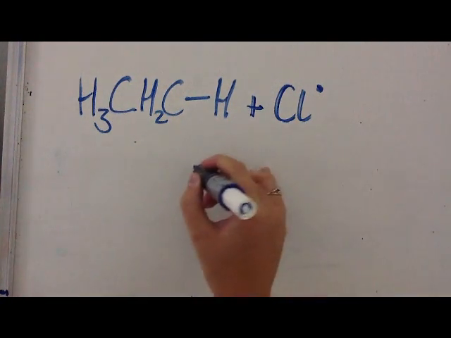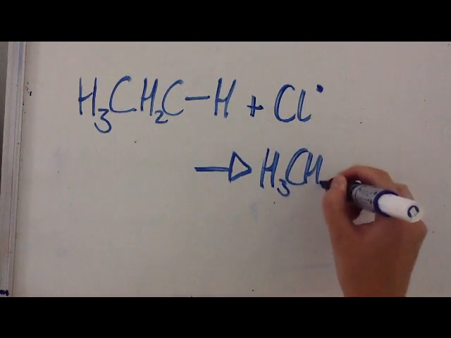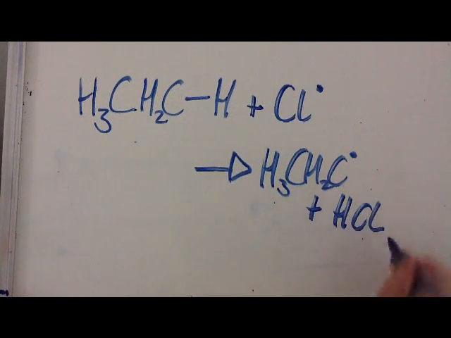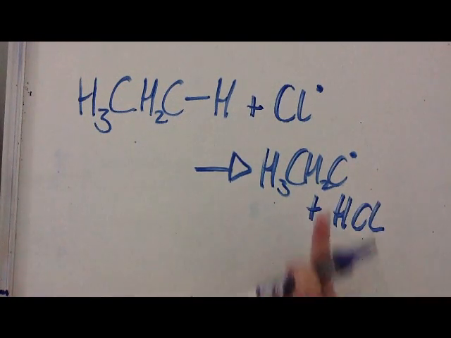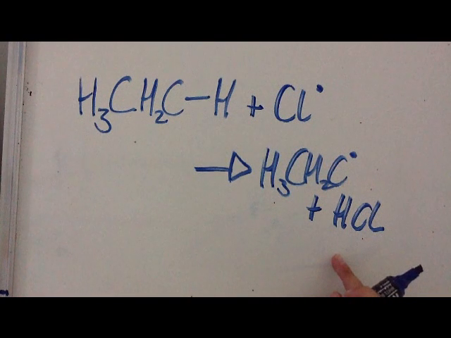We are going to make an ethyl free radical, which is here, and we're going to make HCl. This again is completely balanced as an equation.